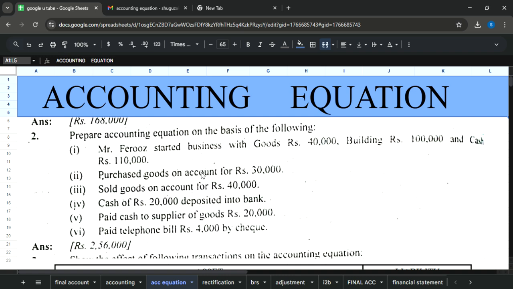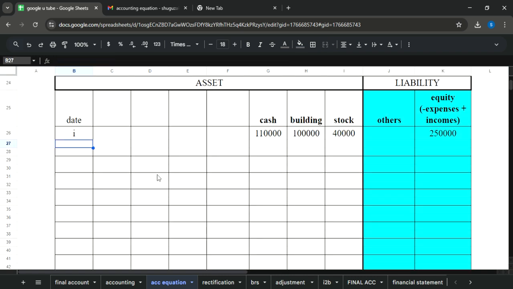That means goods are bought on credit. The amount is not being paid. Purchase goods means goods are coming in, an increase in goods. So here 30,000 of goods are increasing. So we'll go to the stock side. Goods are increasing, plus.